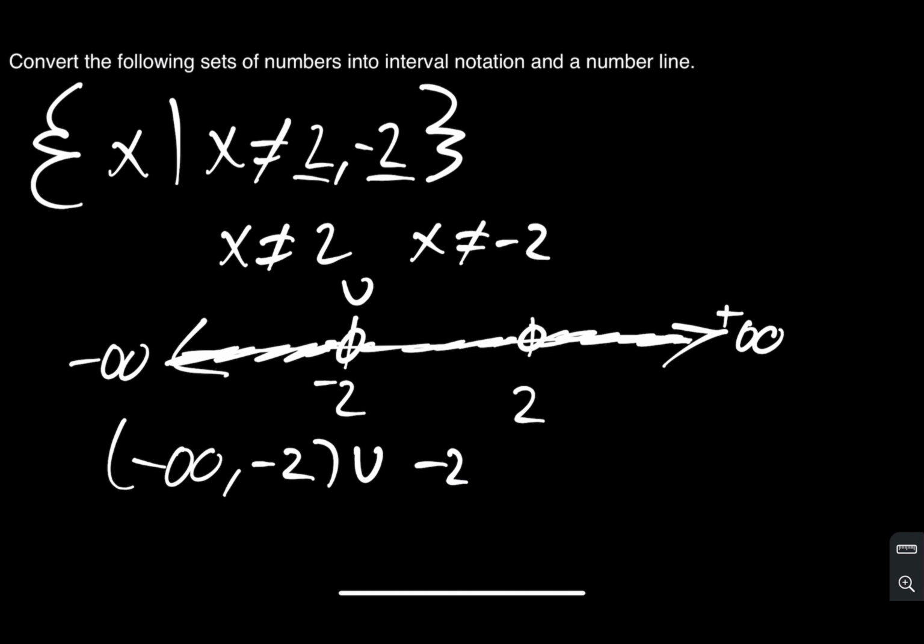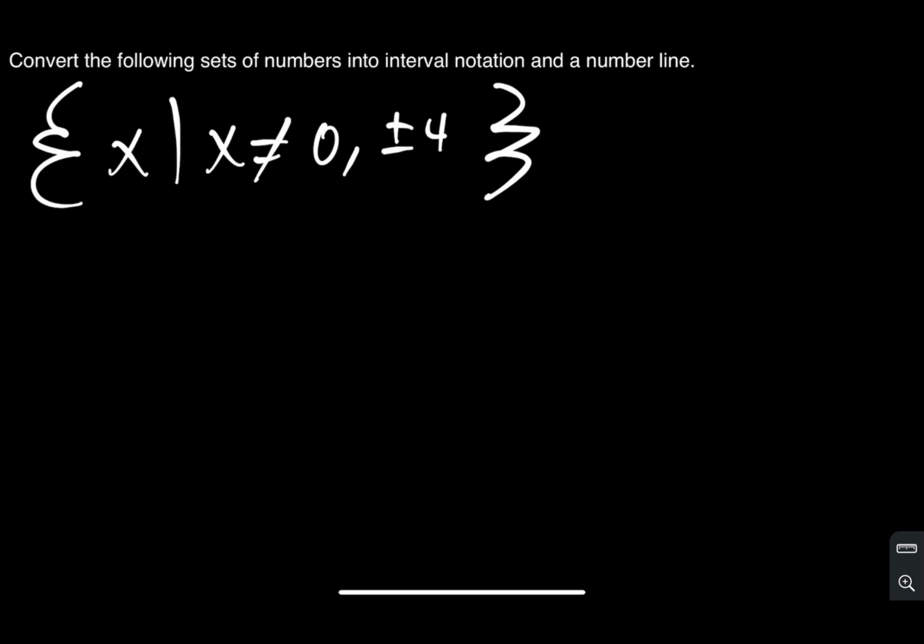And we have negative 2, comma 2. Negative 2 we used before has a parentheses, and then at 2 it also has a hollow point, so we need to use parentheses there. And then we have a gap in the number line, so we need to use a union symbol. And then we have 2, comma, positive infinity. So 2 is going to have a parentheses, and infinities are going to have parentheses. So that's your answer.